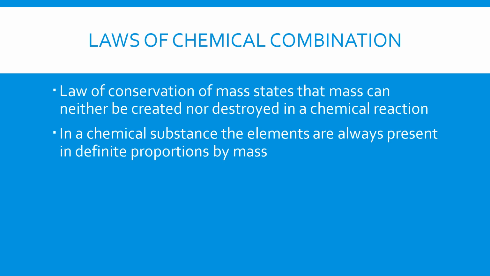In the same way, he observed in ammonia that the masses of nitrogen and hydrogen are always present in the ratio of 14:3, whatever the method or source from which the ammonia is obtained. And this led to the second law, the law of constant proportion, which is also known as the law of definite proportion. According to this law, in a chemical substance, the elements are always present in definite proportion by mass.